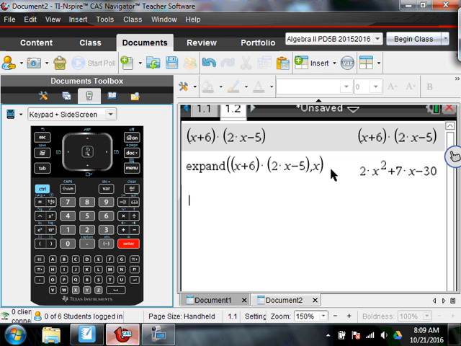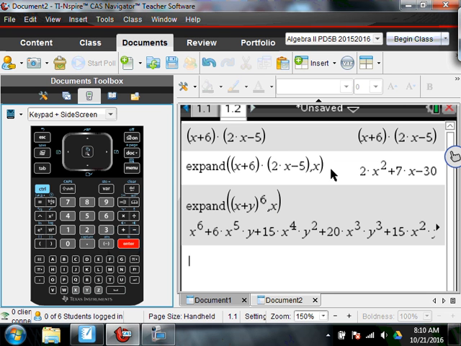Hold on a minute. Expand (x plus y), well, I need another parenthesis in here. Expand that to the 6th power, for the variable y. No, for the variable x. Oh, there it is. There it is. We're going to be studying that in a future section.